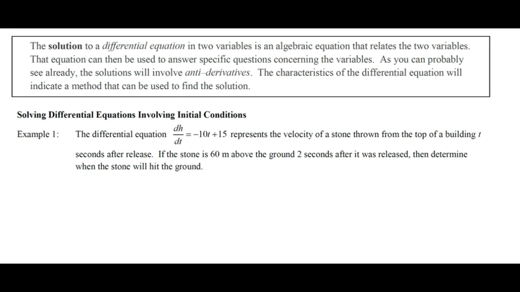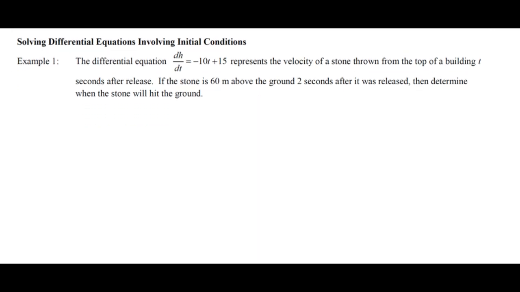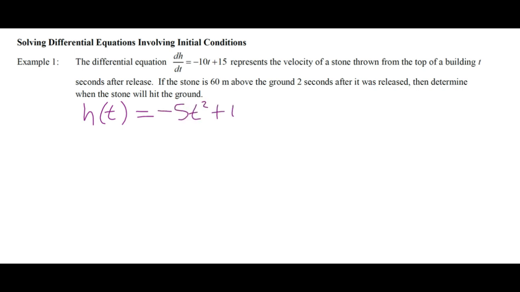The differential equation dh/dt is negative 10t plus 15, represents the velocity of a stone thrown from the top of a building t seconds after release. If the stone is 60 meters above the ground 2 seconds after it was released, then determine when the stone will hit the ground. We found a possible equation for h of t: negative 5t squared plus 15t plus c.